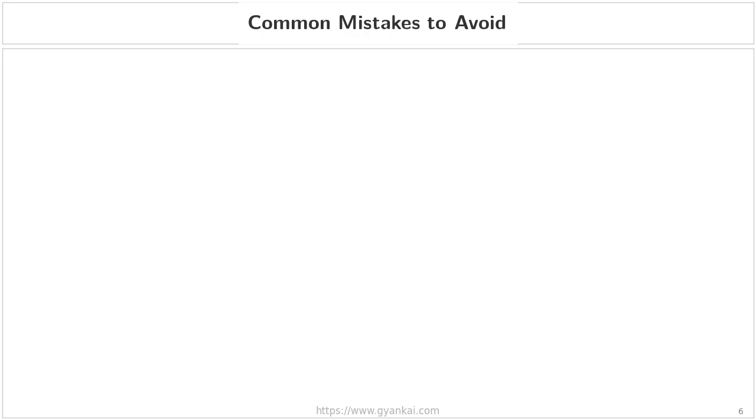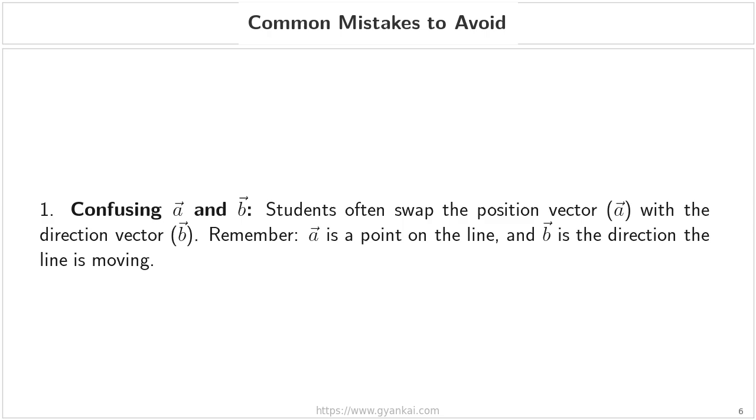Common mistakes to avoid. First, be very careful not to confuse the vector a with the vector b. It is a very common mistake to swap the position vector with the direction vector. To keep this straight in your mind, just remember that a represents a specific point or a starting position on the line, whereas b represents the direction in which the line is moving.